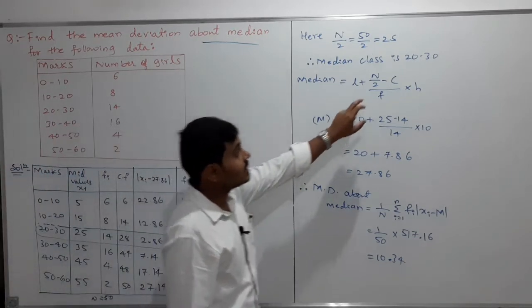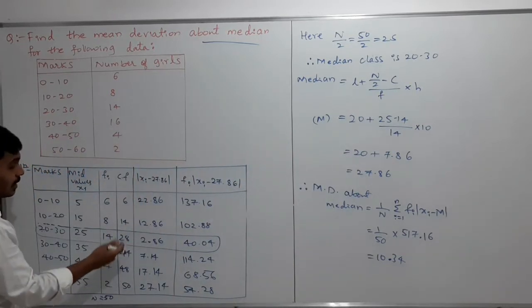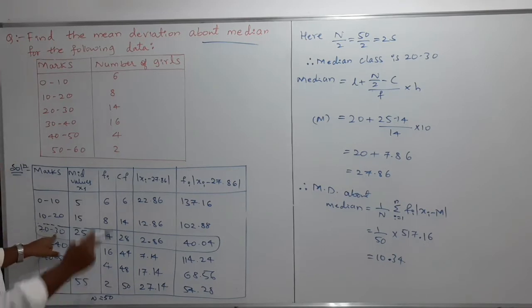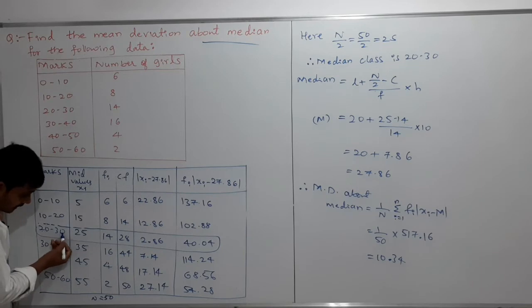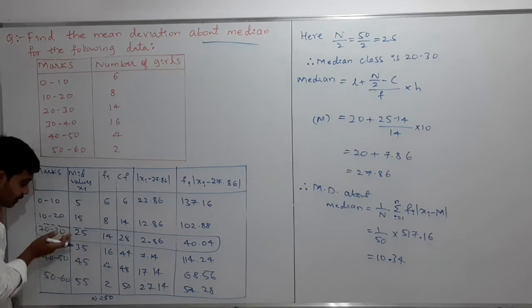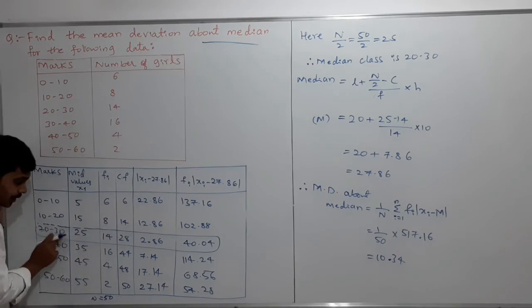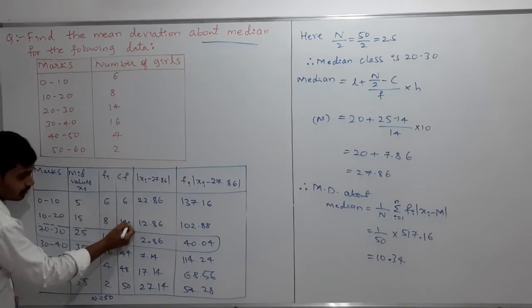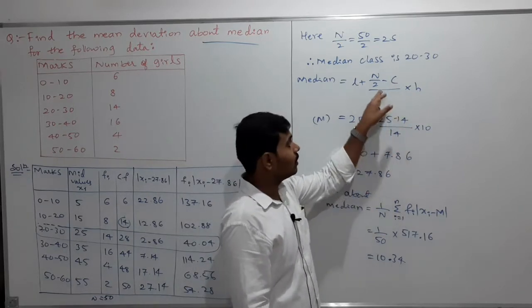But you require the C value. What does C mean? C is nothing but the cumulative frequency preceding the median class. The median class is 20 to 30, so what is preceding this one? Here it is, the C value. We should take the C value as the cumulative frequency preceding this median class 20 to 30. That is nothing but 14. So the C value is 14, and the whole is divided by F.